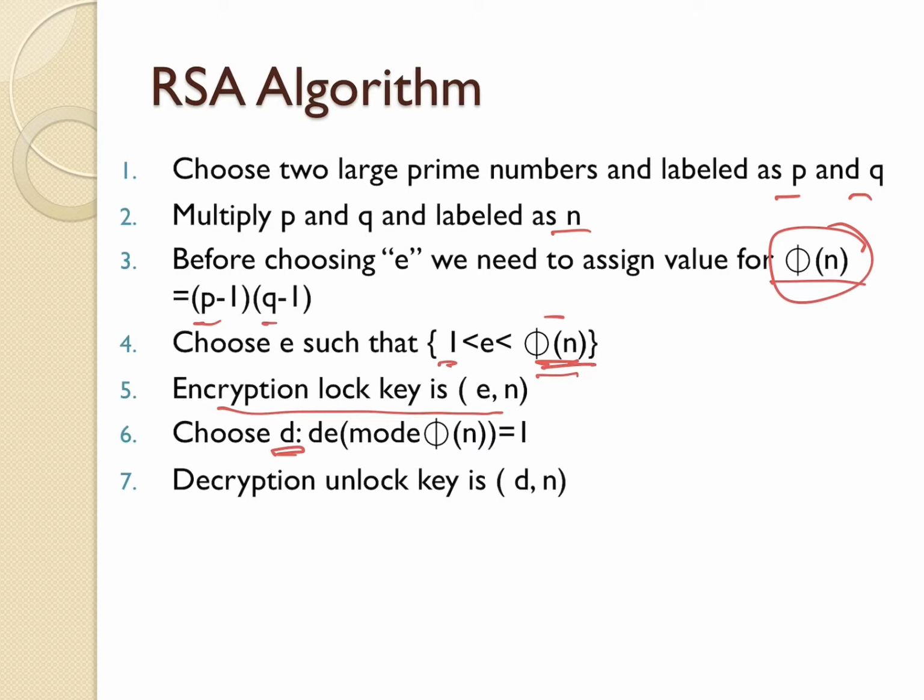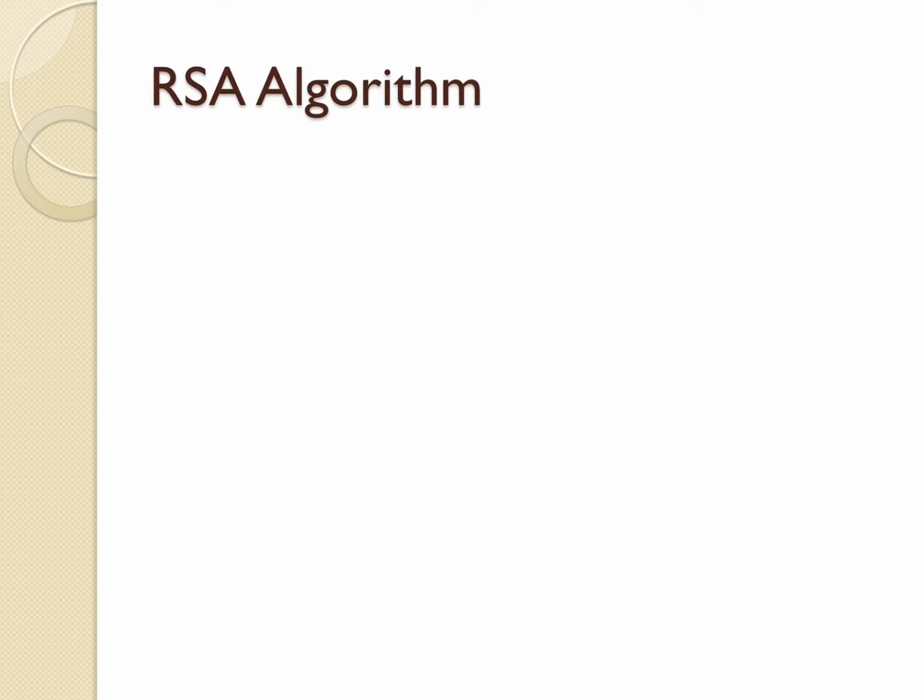I'm just going to use the same formula in a different method. While I'm doing the demonstration, you will understand. The decryption unlock key is D comma n. This n and this n are the same. All right, so let me give you the demonstration of this RSA algorithm.